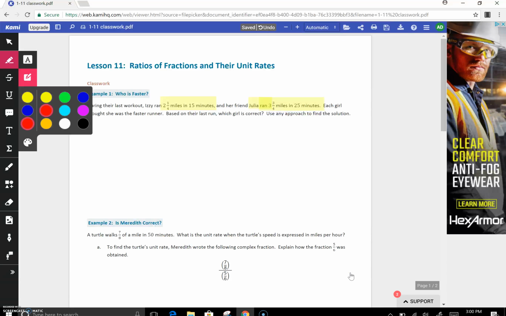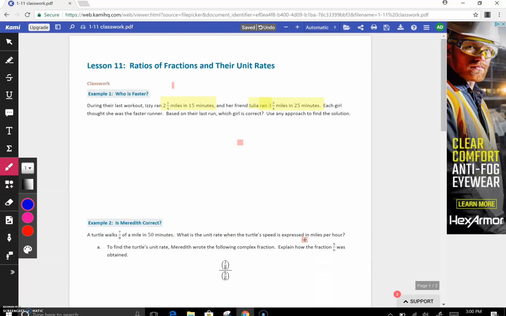So first thing you want to notice is they went different distances. 2 1/4 miles and 3 3/4 miles, but they also ran for different amounts of time. 15 minutes for Izzy, 25 minutes for Julia. So there are several strategies to use for this. We're going to do one, and then I can show you guys another one in class called a double number line, which you might like. But on the video, we're just going to work through it and find a unit rate.